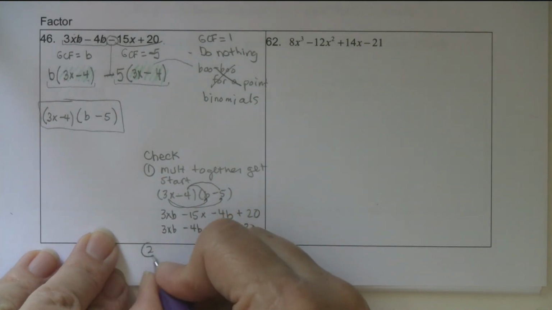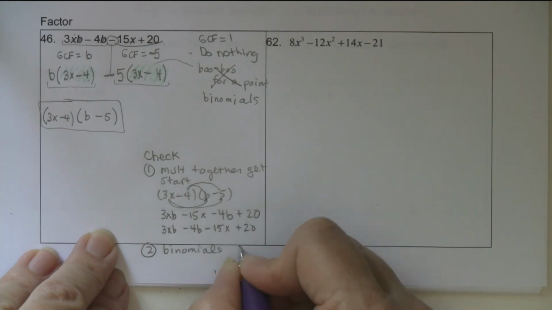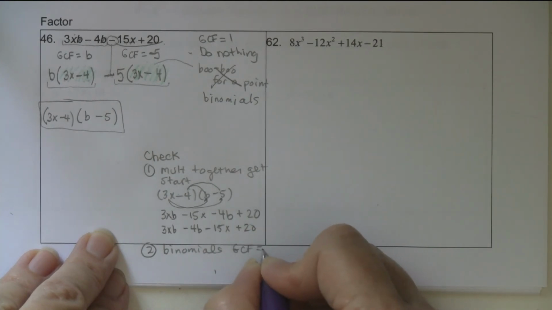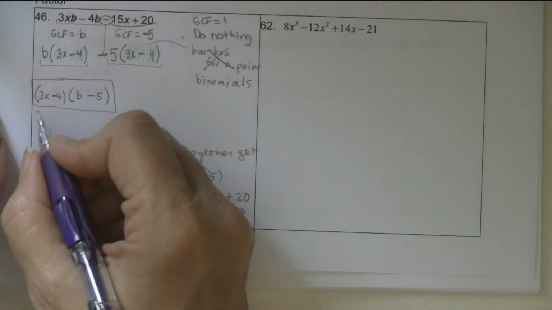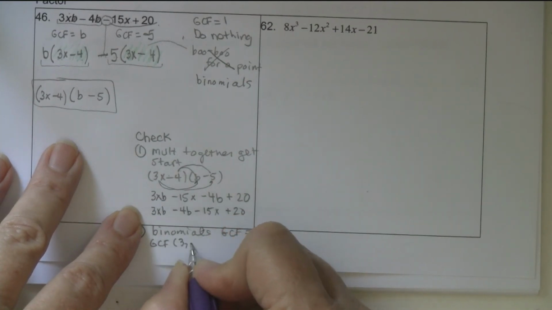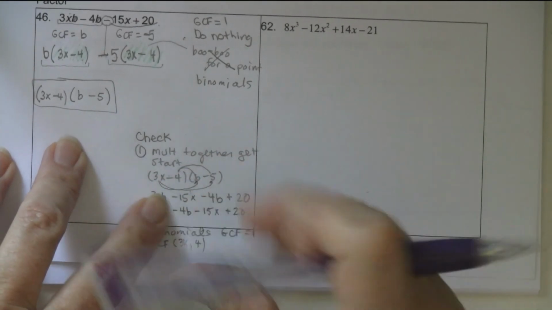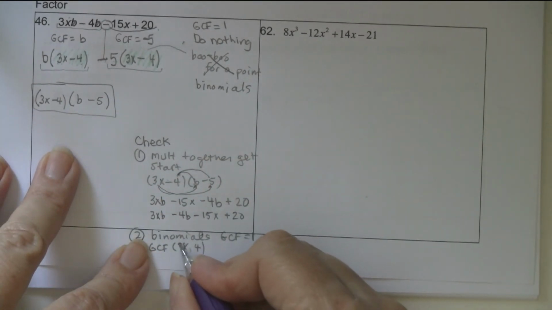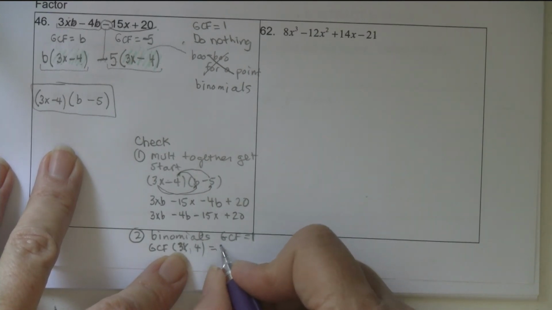And then the second thing you want to make sure is that your binomials and trinomials have a greatest common factor of 1, that there isn't anything that we missed that they have in common, right? And so I want to make sure that the greatest common factor between 3x and 4 is 1. Well, 3 doesn't go evenly into 4, and the only thing that divides evenly into 3 and 4 is 1, and they don't both have an x.